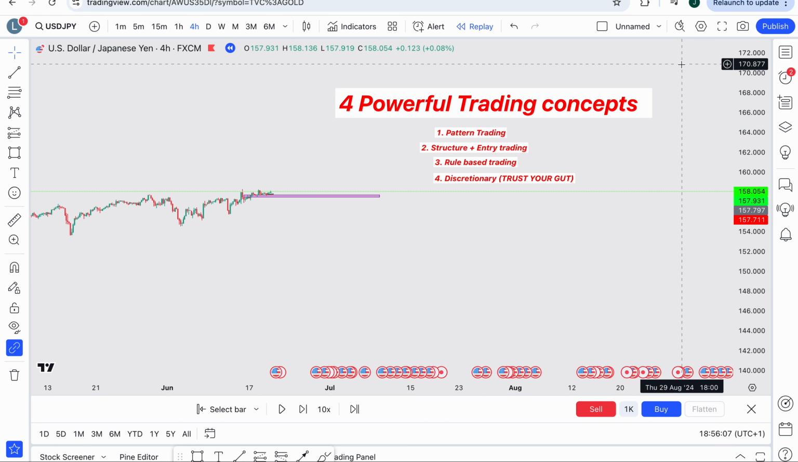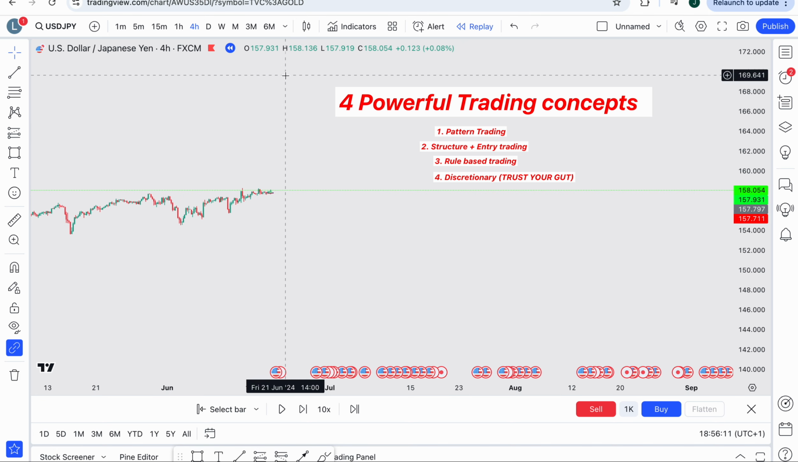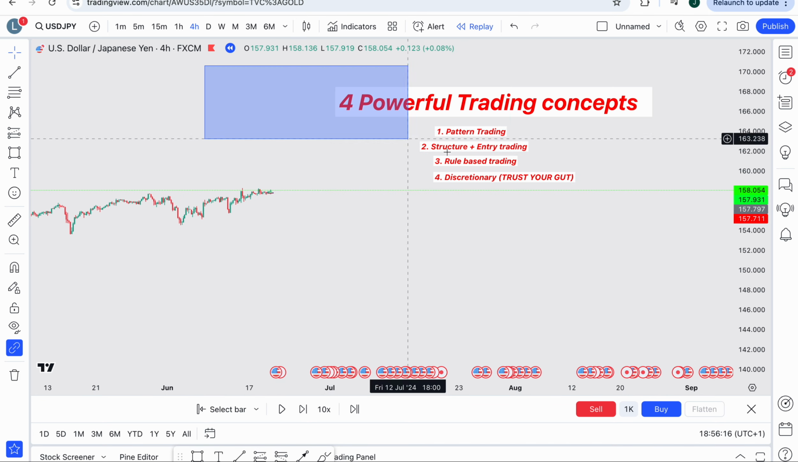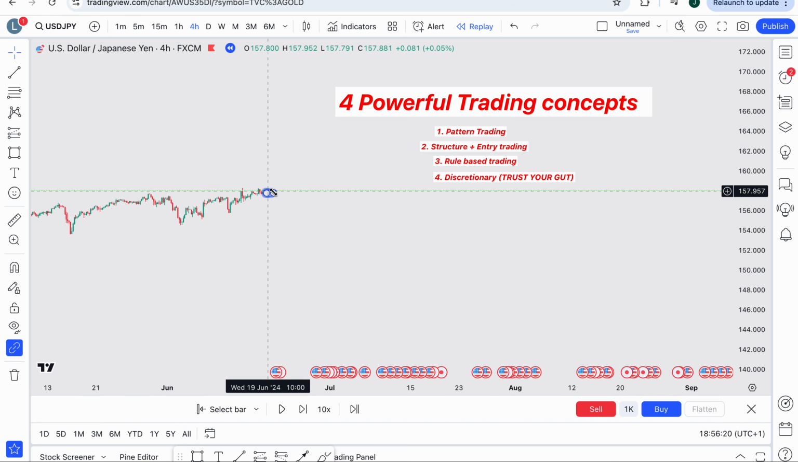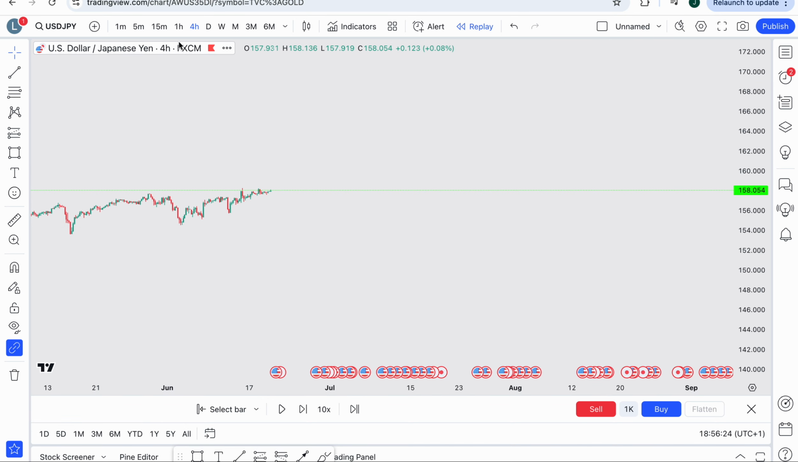Okay, so let me go ahead and show you what I mean by discretionary trading, because you guys might be a little bit confused, okay? And I promise I won't take too much of your time, okay? So I'll kind of go over rule-based trading as well, just like a simple example, okay?